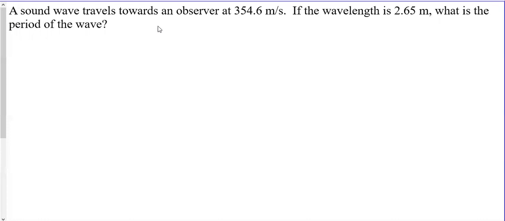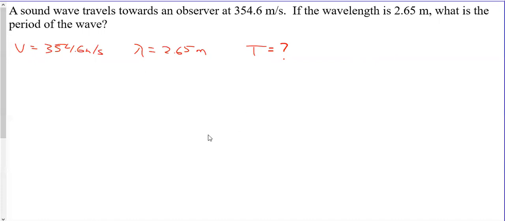So if you have a sound wave that travels towards an observer at about 354.6 meters per second, it would have a wavelength of 2.65 meters. So what is the period of the wave? So this one's a little bit different. Frequency is not involved. So recognizing what's given, we were given a speed, 354.6 meters per second. You were given a wavelength, 2.65 meters, but now we're looking for the period.